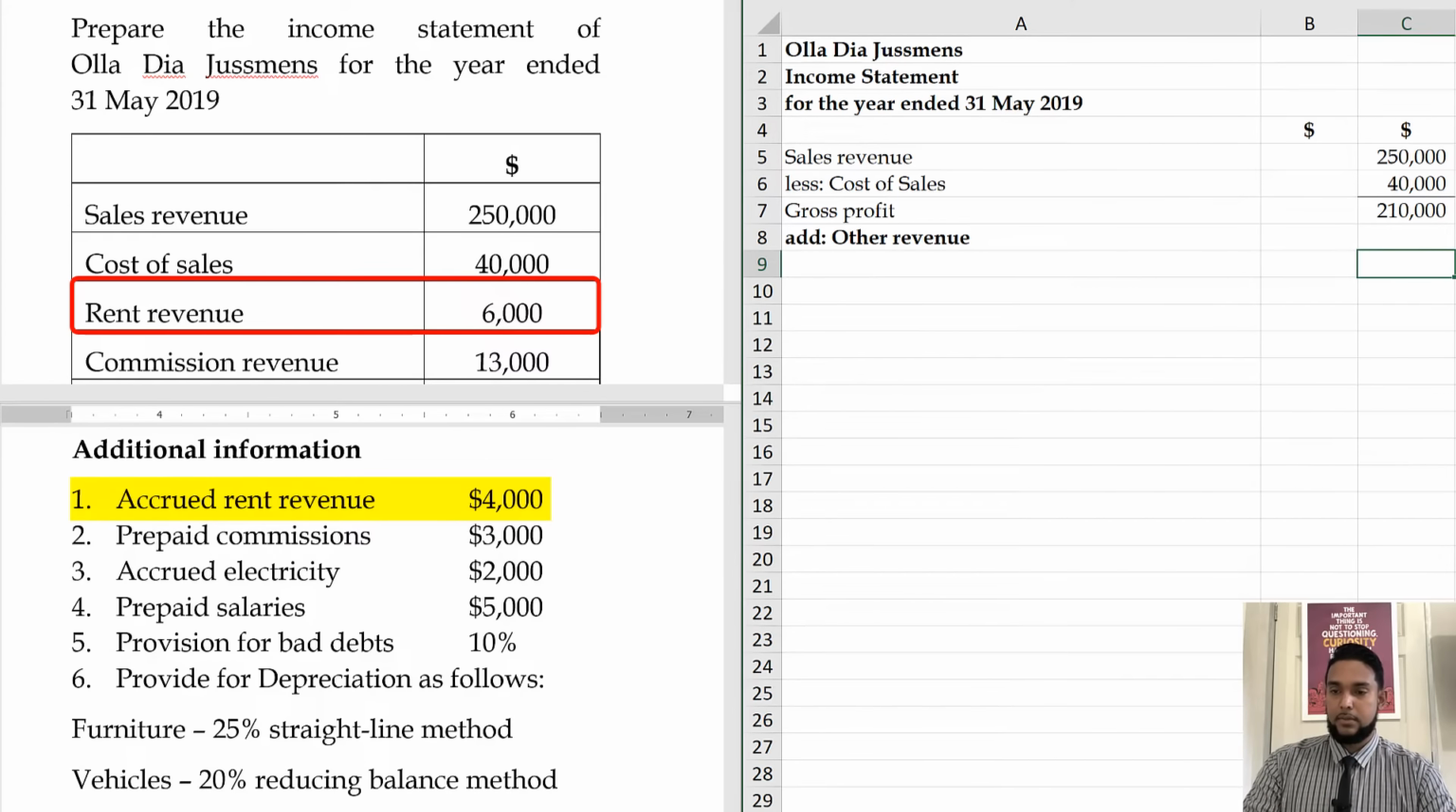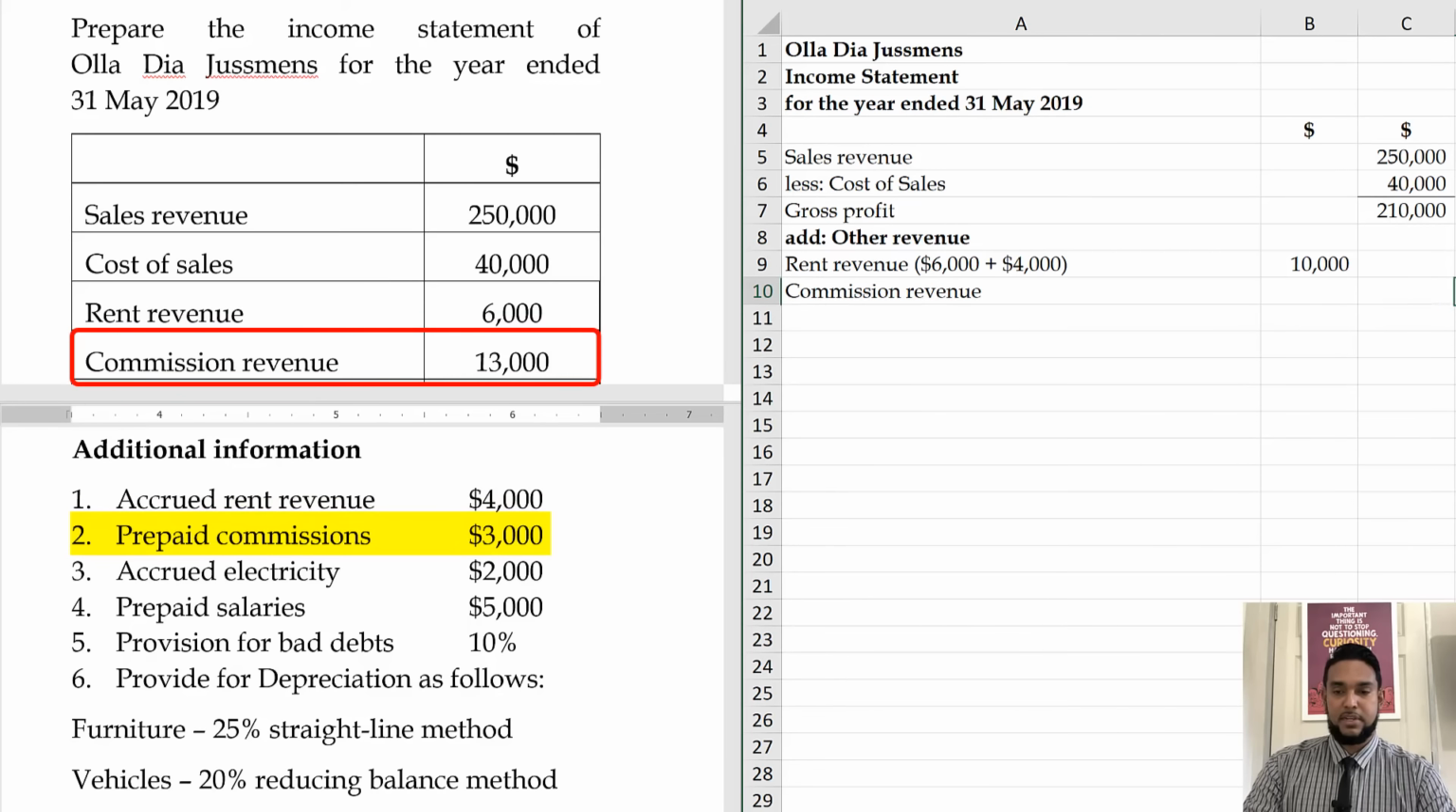All right, so I messed up. Cool. So 6,000 plus 4,000 will give us 10,000. That's one zero too many, right? 10,000. The next thing we have to do is cater for the commission revenue. So it says 13,000 in the top piece. In the below piece, we're seeing a prepaid portion. What do we do with prepayments? We subtract them. 13 minus 3 will give us 10,000.